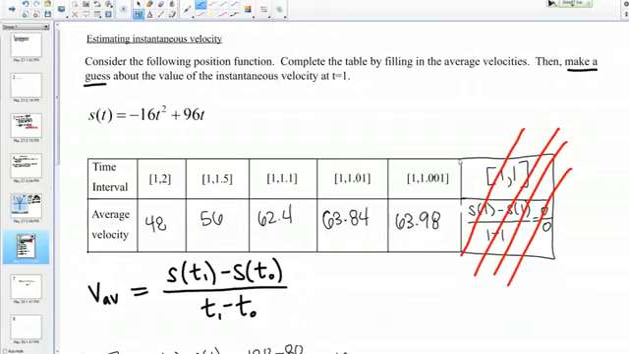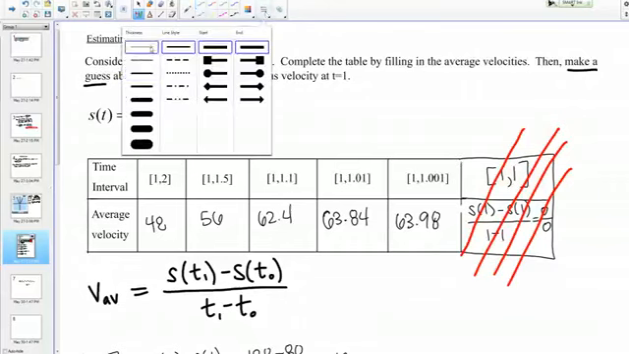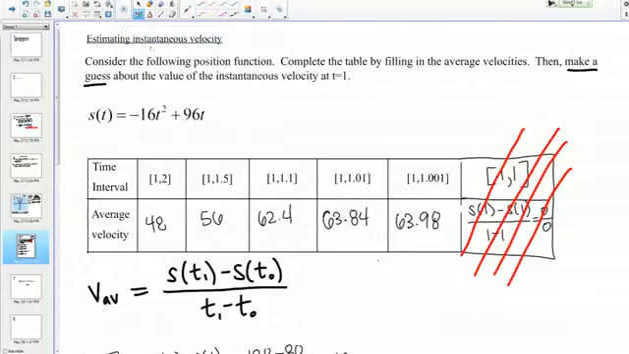We're going to make that guess based on the behavior we see from this table. So let's look at it just one more time. Look at my time intervals. They're getting closer and closer to 1. They're getting smaller and smaller. And I see my average velocity is following a trend, right? 48, 56, 62.4, 63.84, 63.98.